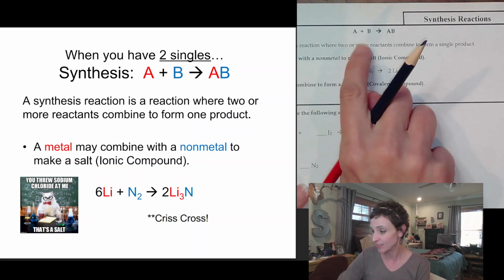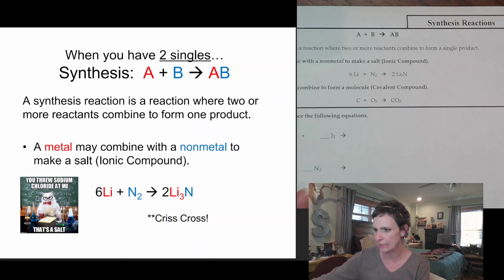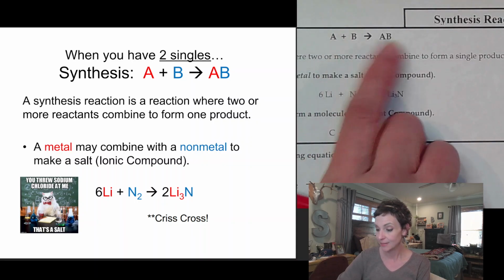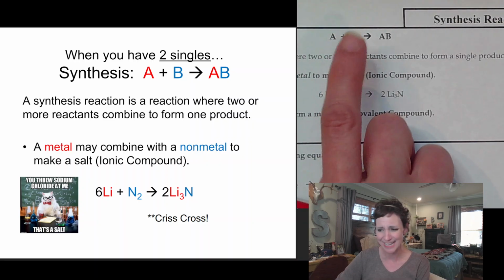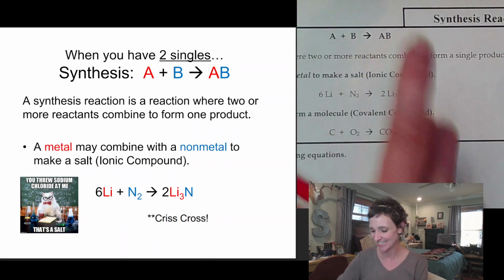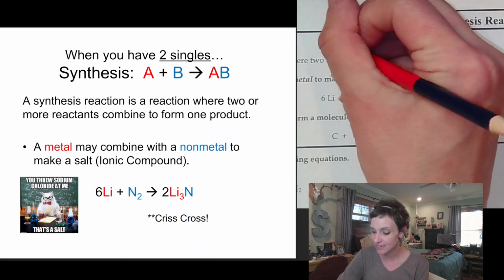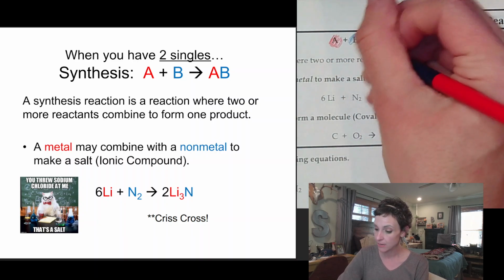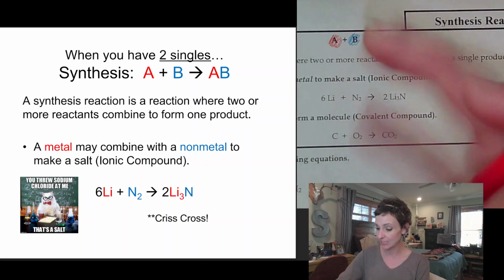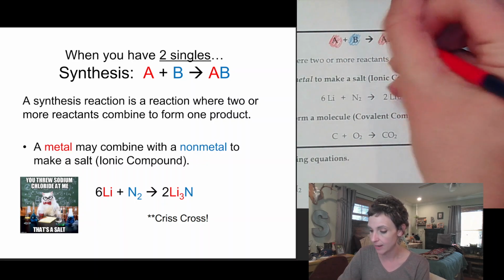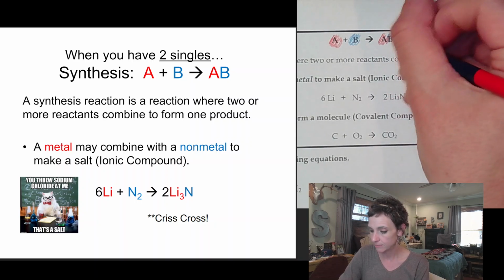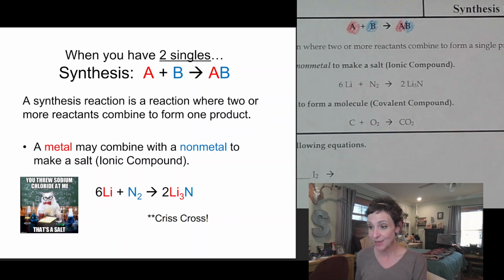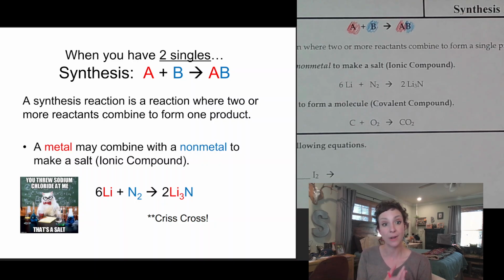So when I have my little scaffold, my little representative of what a synthesis reaction entails, I will most often show it as A, a metal, and B, a non-metal, making an ionic compound, AB. Okay? So, it says a synthesis reaction is a reaction where two or more reactants combine to make one product.